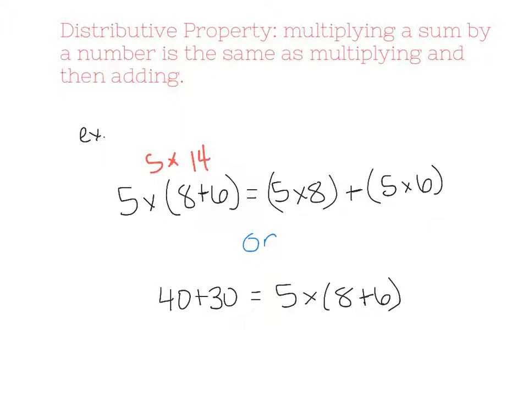Is 40, and 5 times 6 is 30. And that would equal 70. And if you wanted to double check, 5 times 14 is 70. So it is the same thing. Another way they would write it is 40 plus 30, and they factored out, they said, oh, the GCF of 40 and 30 is 5, so we'll put that on the outside, and then do 5 times 8 plus 6.